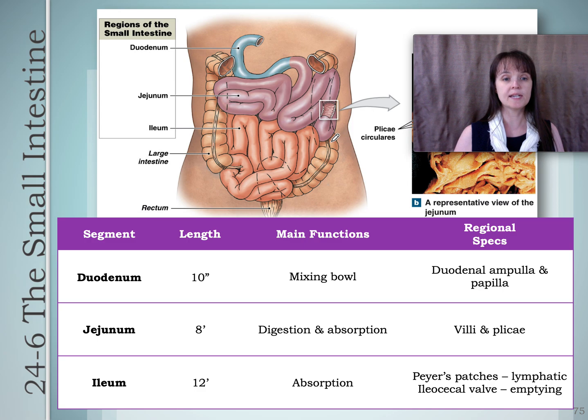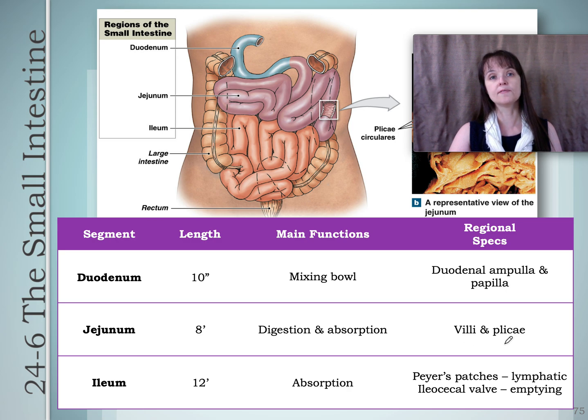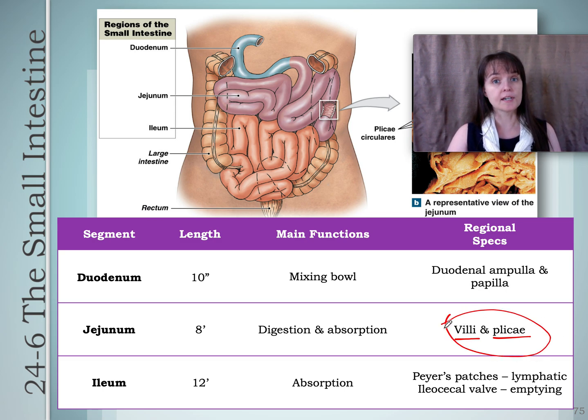Next is the jejunum. It's about 8 feet, and it does chemical digestion and nutrient absorption. The things we need to know here are the villi and the plicae. The villi are folds of the mucous membrane, and the plicae are bigger folds. It's like the plicae are folds and the villi are folds on the folds. So the folds have folds. Actually, the plicae are more like folds and the villi are more like fingers. So the folds have fingers. Both increase surface area for absorption.